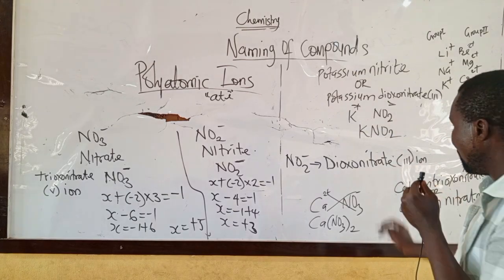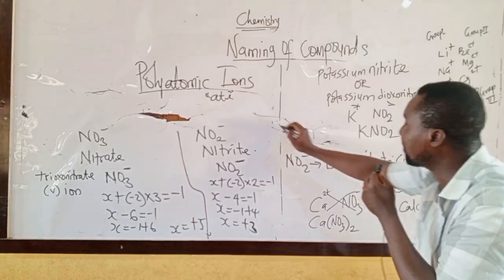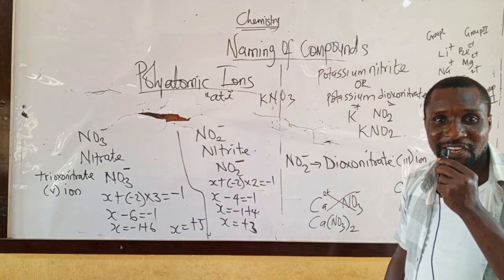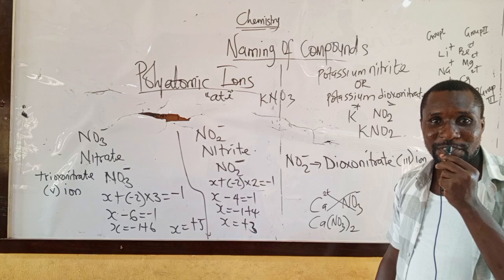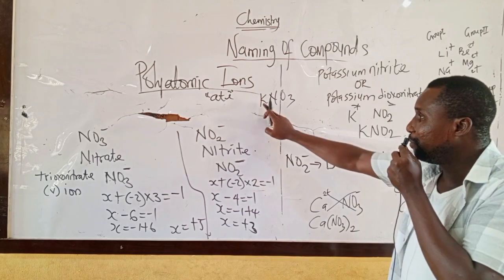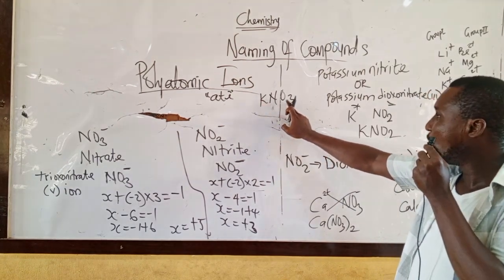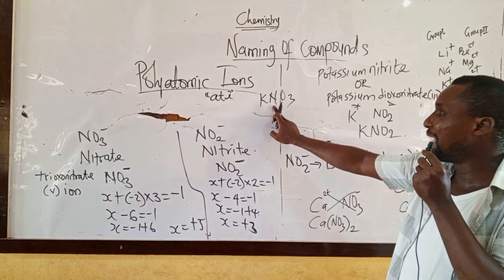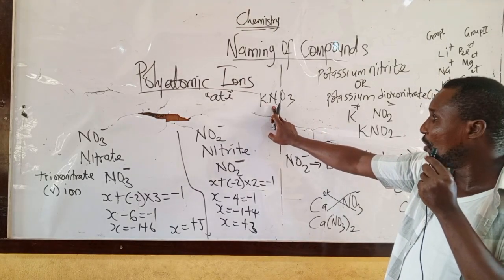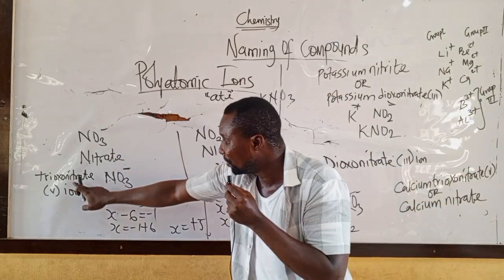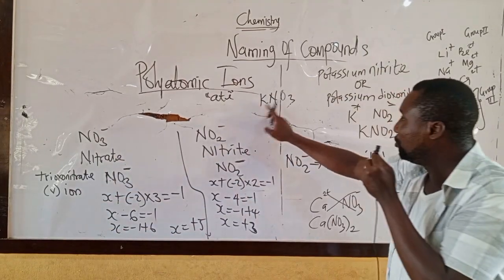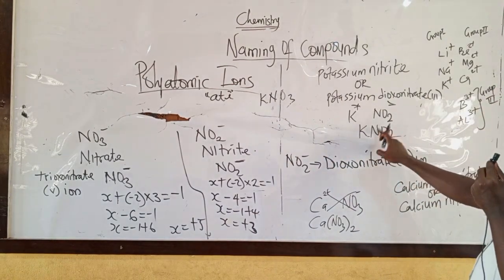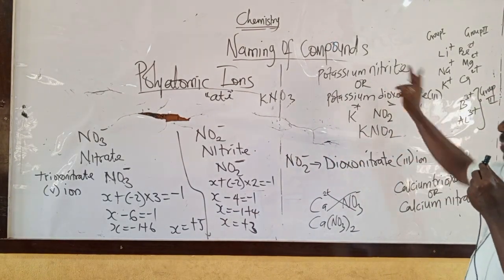Therefore, if you have KNO2, look at this. If you have KNO3, what will be the name of this one? Class, what will be the name? It will be potassium trioxonitrate 5, or potassium nitrate. Potassium NO3 is nitrate, or trioxonitrate 5. Potassium trioxonitrate 5. This one is potassium dioxonitrate 3, or potassium nitrite.